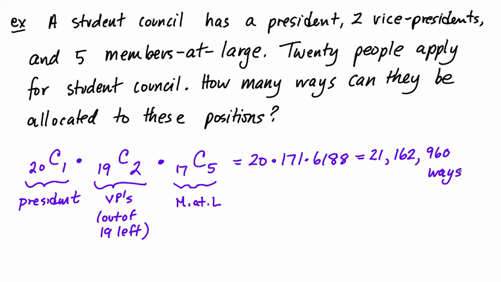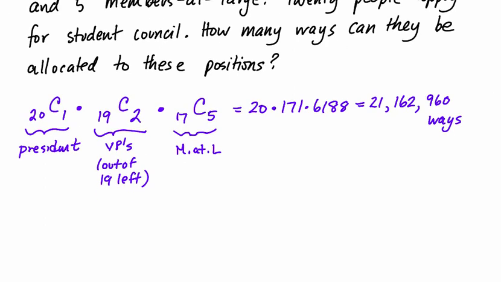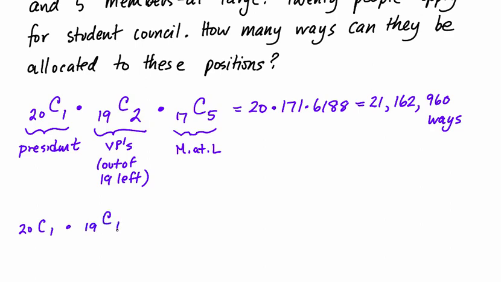Now, if the 2 vice presidents were different, so if one of the vice presidents worked on internal things and another vice president worked on external things like dances and associations with other schools, then the situation would look quite a bit different. We would have, well, you'll still choose a president, but now out of the 19, you need 1 person to be the internal, and out of the 18, you need 1 person to be the external, and then out of the last 17, you need 5 of those people, and you'd have an answer.